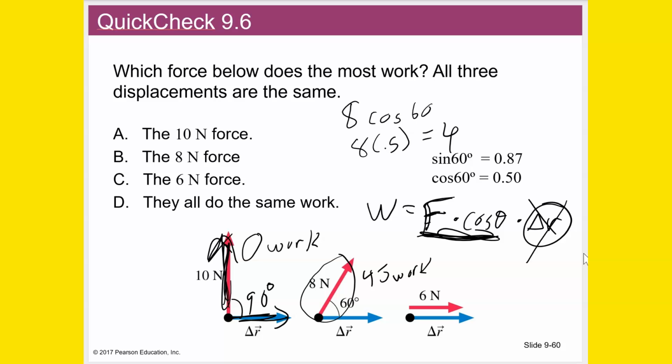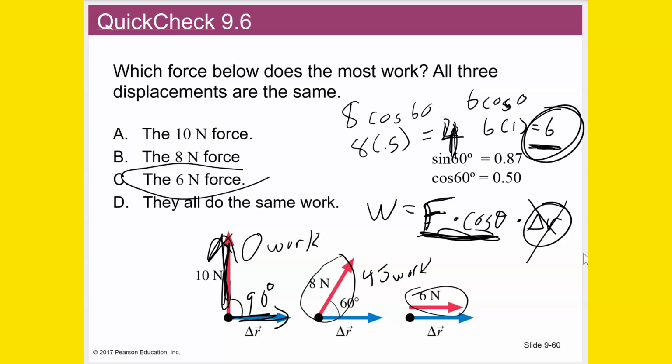And then this 6 Newton force is 6 cosine of 0. Well, cosine of 0 is 1, so 6 times 1, that 6 Newton force is doing all of its work in that direction. So 6 is greater than 8 cosine 60, so the 6 Newton force is doing the most work.